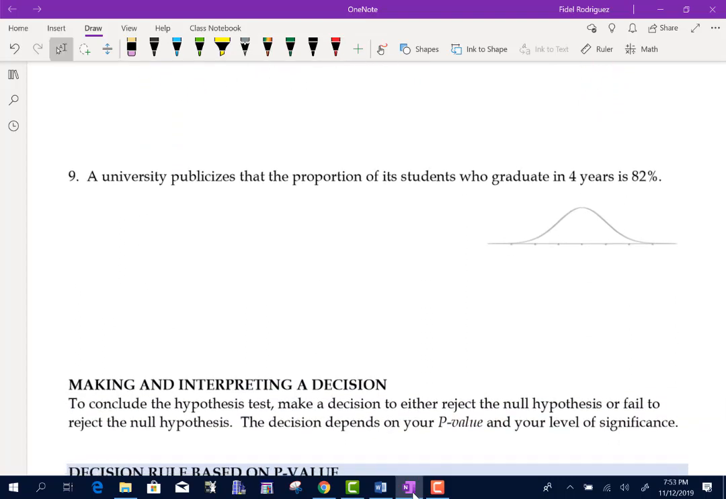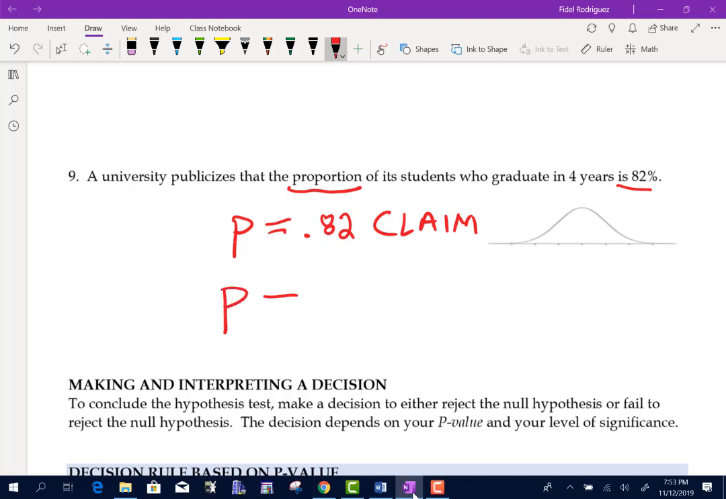So guys, let's take a look at the next one. We're going to keep doing the same kind of thing here. Okay. Let's see, a university publicizes that the proportion of its students who graduate in 4 years is 82%, okay? So P, everyone agrees, equal to 0.82? Okay, wasn't that our claim? Right? And so the complement is going to be what, not equal to 0.82? All right. And so from here, let's see, which is the H0, guys? The top one. That's my null hypothesis, and this is my alternate, okay?